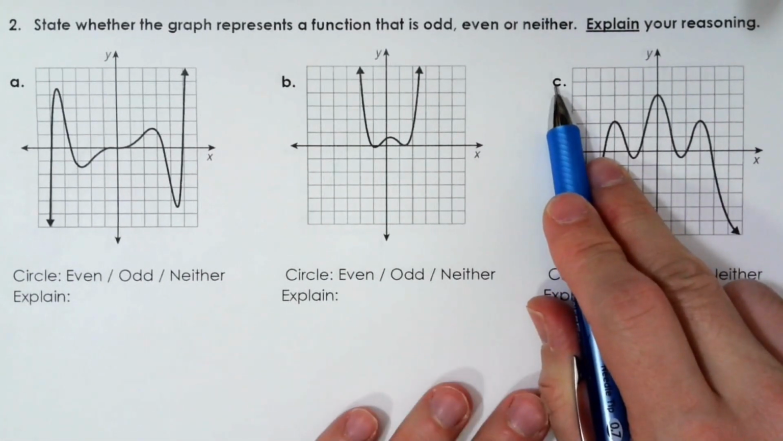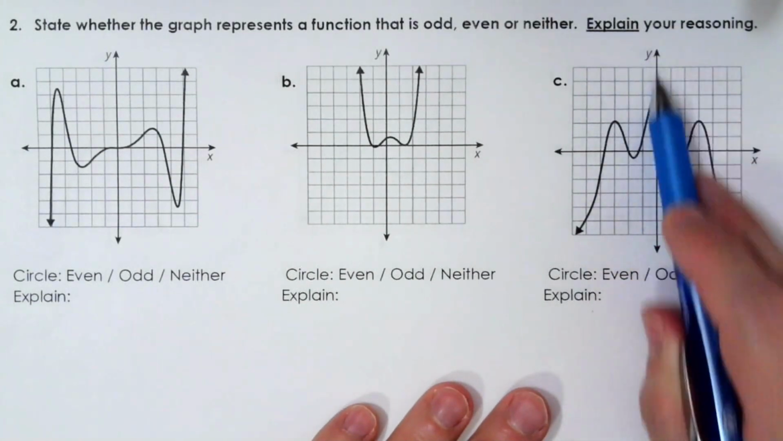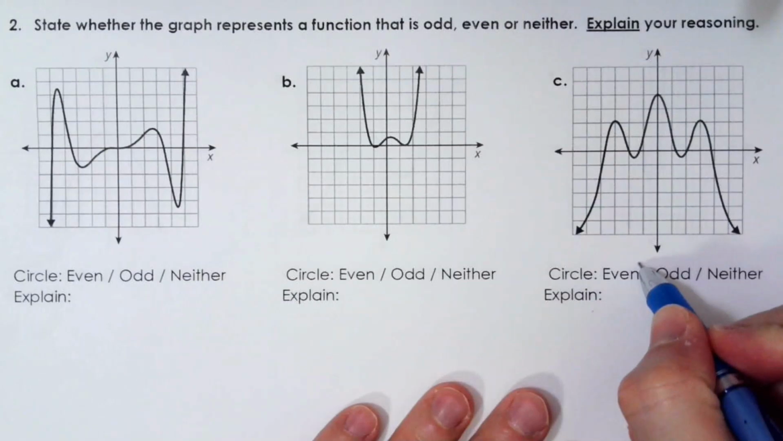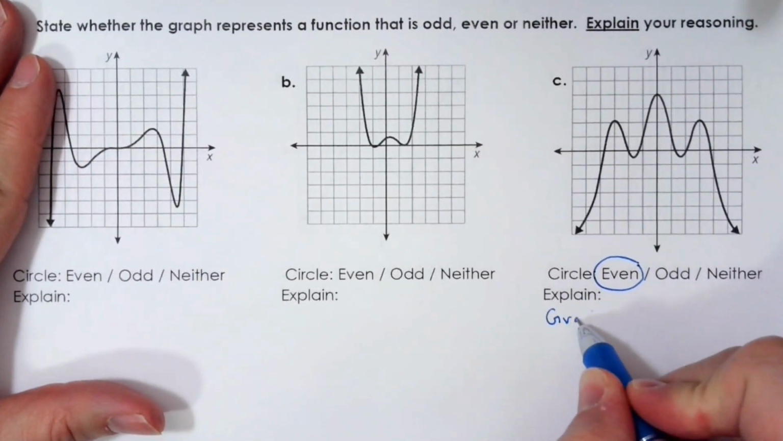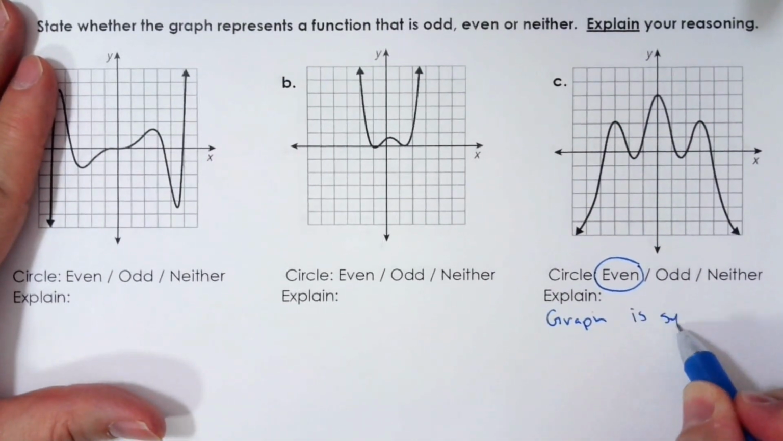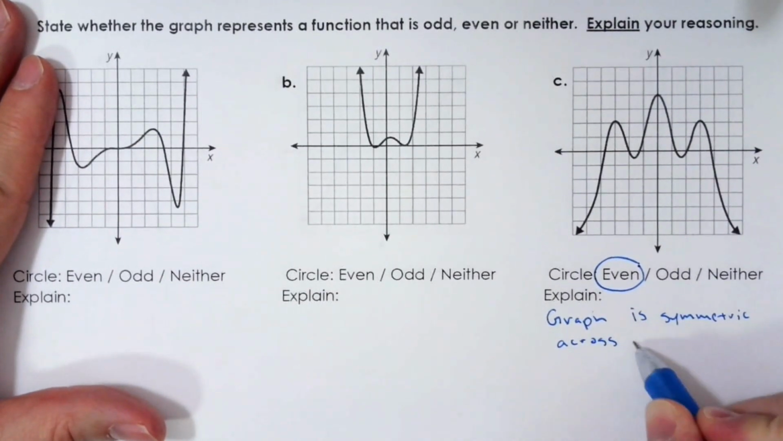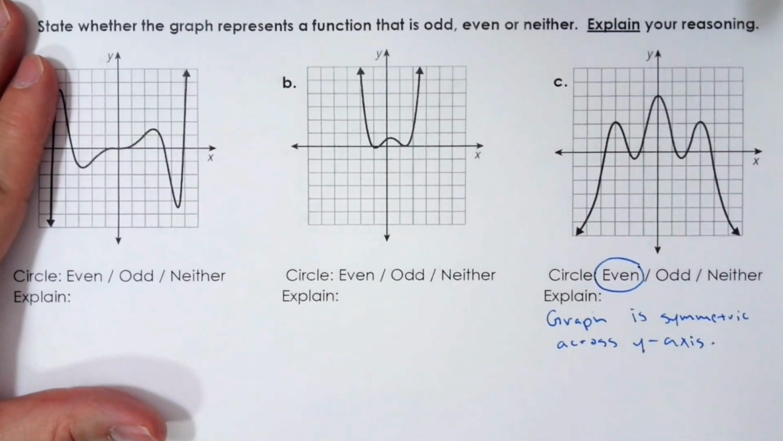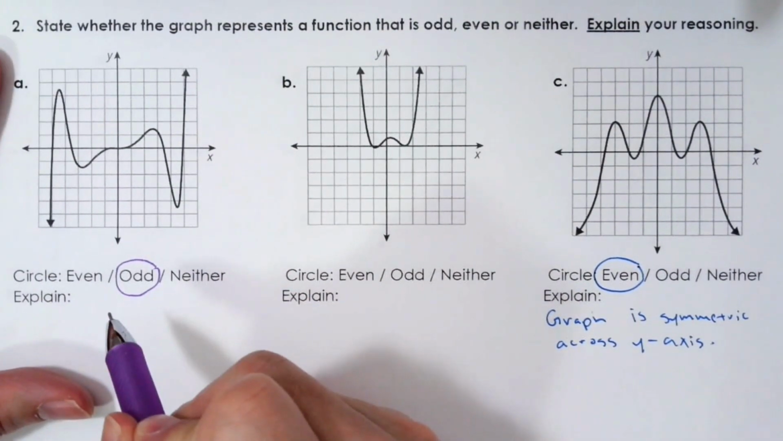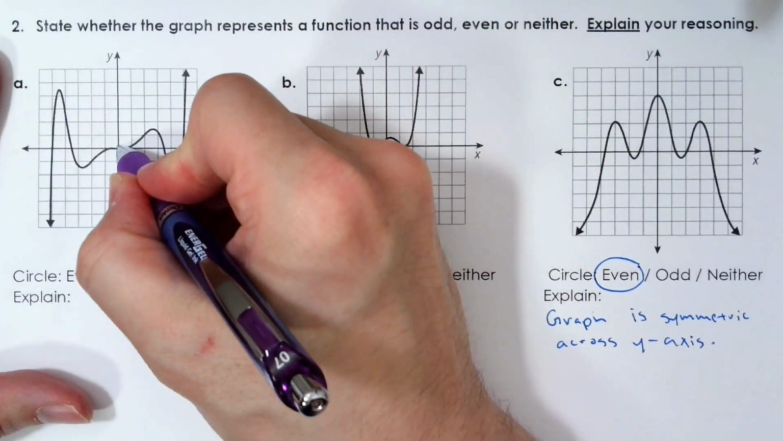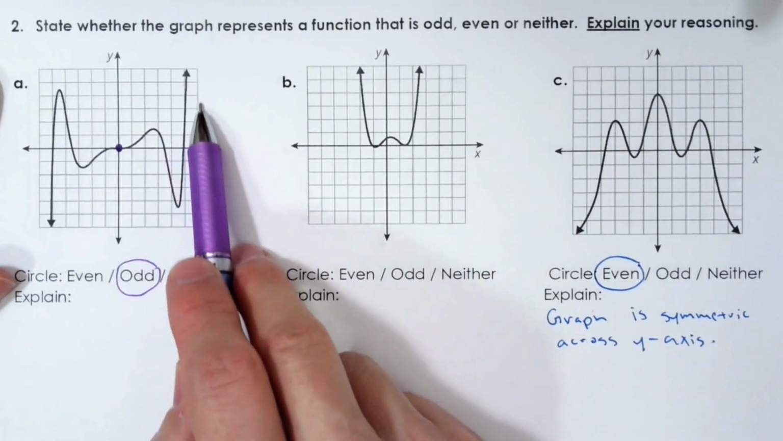Start off with C, just because we have that beautiful symmetry across the y-axis, which is what we're looking for in an even function. Justification: graph is symmetric across the y-axis. Now, to be odd, we need to be symmetric about the origin. That's what we have here.